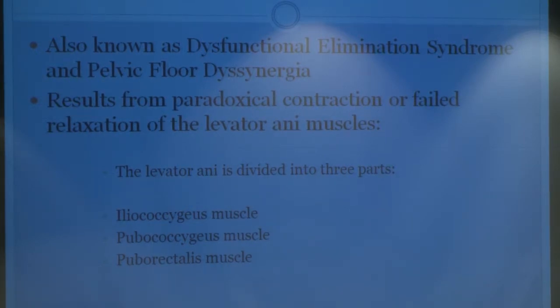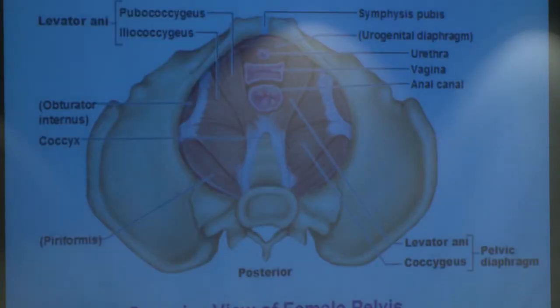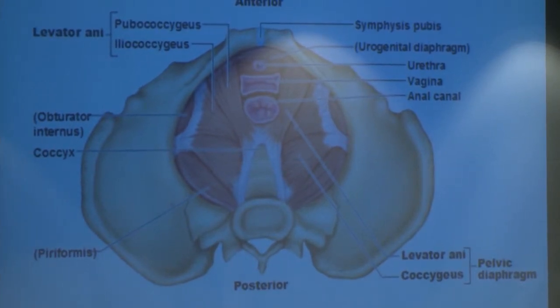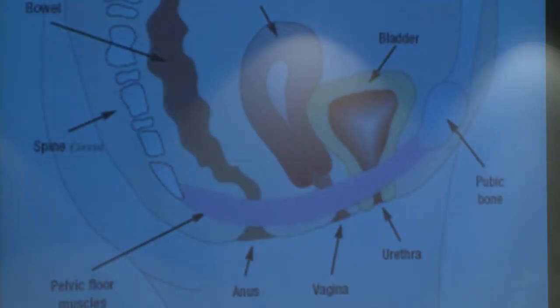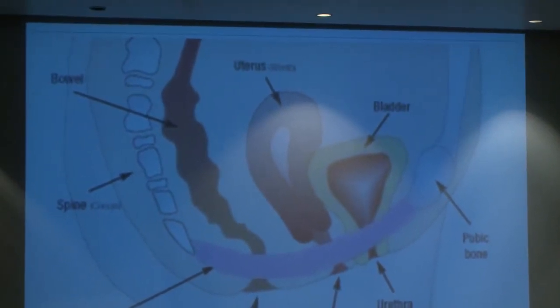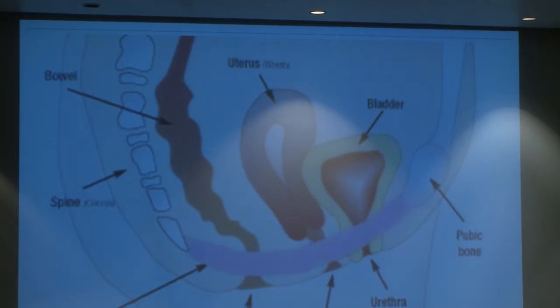The levator ani is divided into 3 parts, and you can see here the levator ani muscles. And in this, we're talking about a woman, obviously. So you can see how these muscles really surround the urethra, vagina, and also the rectum. Again, if these pelvic floor muscles are not able to relax and contract properly, this is when people have problems. It's just another picture of how much these muscles impact these sphincters.